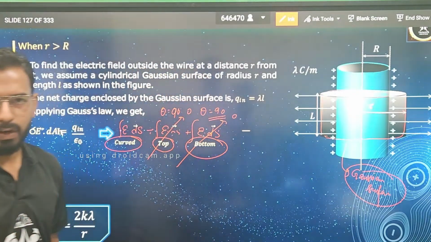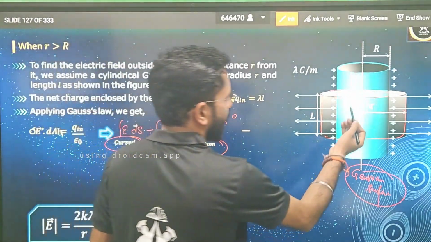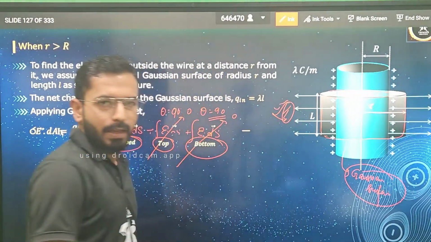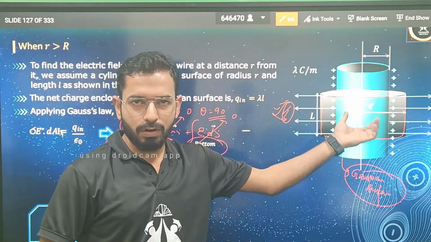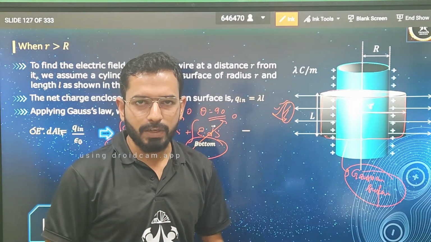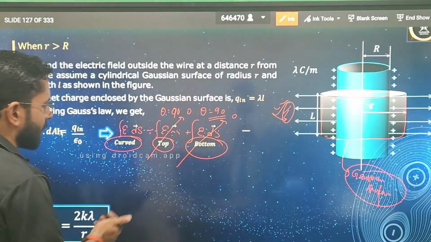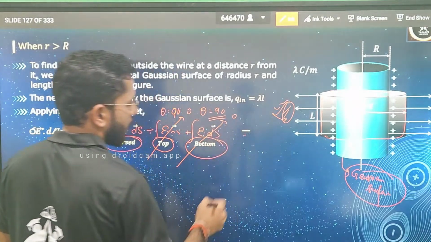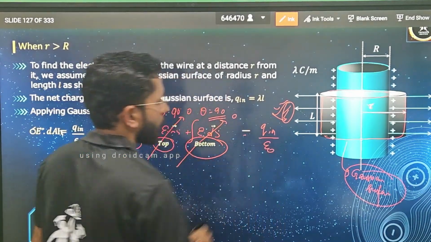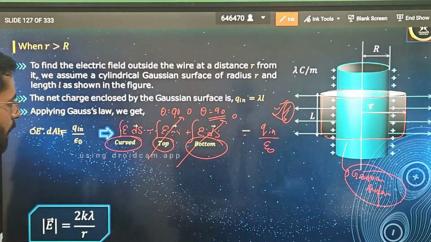In the last case it was not given hollow, this time it is given hollow. But it doesn't matter, you are standing outside and watching from here. For you it is not a matter of whether it is hollow or completely filled. It depends on the perspective from where you are watching it. Now the next thing: it is equal to the net charge present inside divided by epsilon naught.